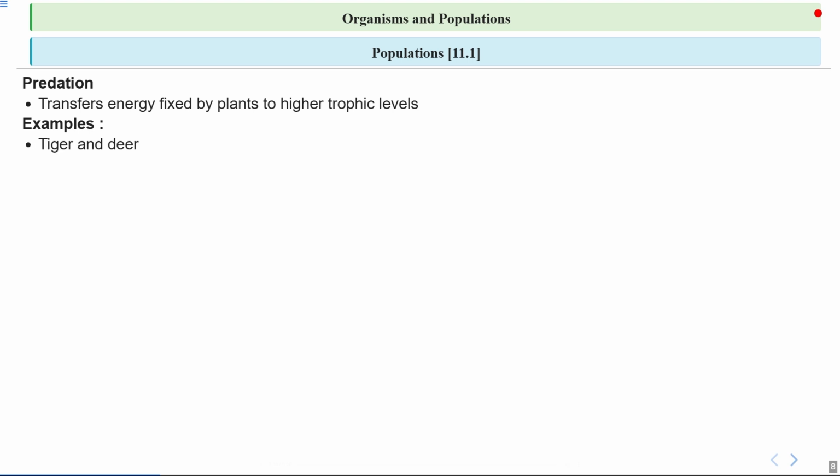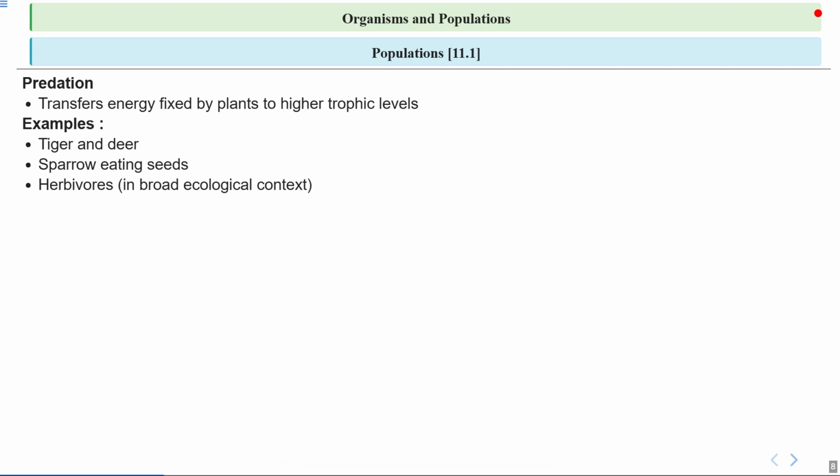Examples: tiger and deer. So tiger is a predator and deer is a prey here. When a tiger hunts and eats the deer, it is transferring the energy stored in the deer's body to itself. Now next is sparrow eating seeds. This is another example. Here the sparrow acts as a predator to the seeds, taking the energy stored in the seed for itself.